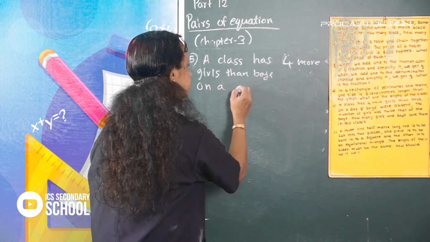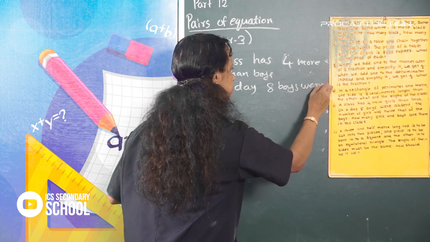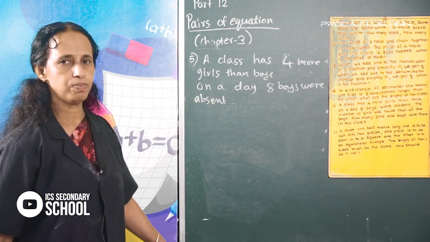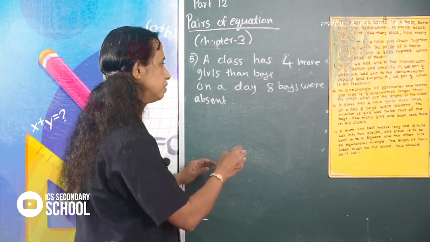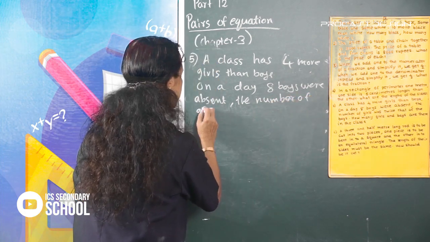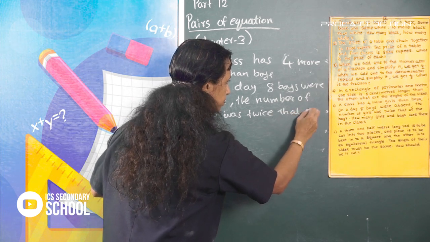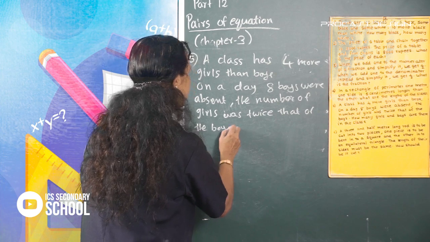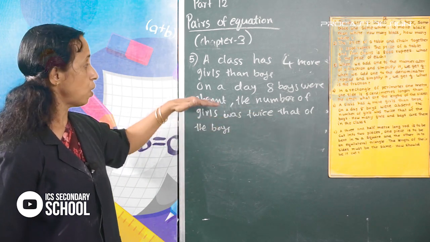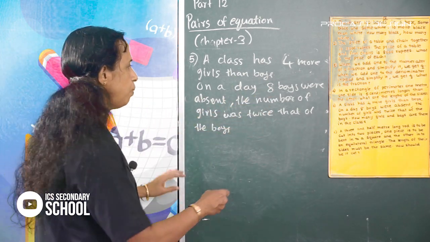On a day, 8 boys were absent. That day, the number of girls was twice that of boys. How many girls and boys are in the class?